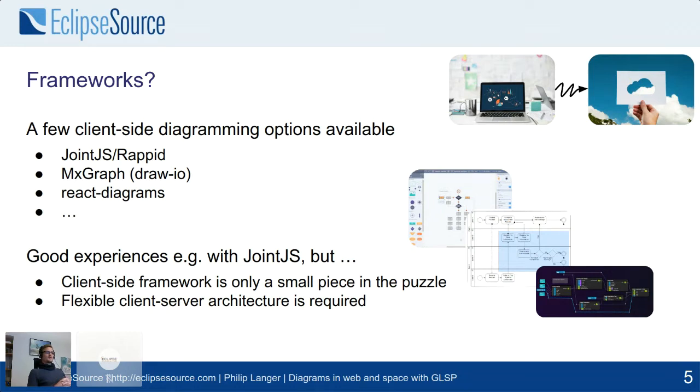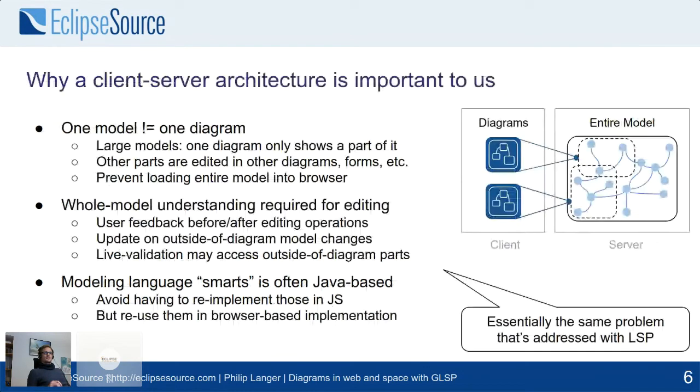So what we actually need would be sort of a flexible client-server architecture to address all these requirements. And the reason why a client-server architecture is so important to us is because in the use cases that we have when building commercial or open source engineering tools, which are often very complex, which involve multiple large models and editors that interact with them, we almost always have the case that one model is not one diagram, but the reality is that there are a couple of editors or diagrams which represent different parts of a larger model. Because the model usually is so large that you can't even put it into one diagram. So you cope with it by having very specific diagrams for certain aspects.